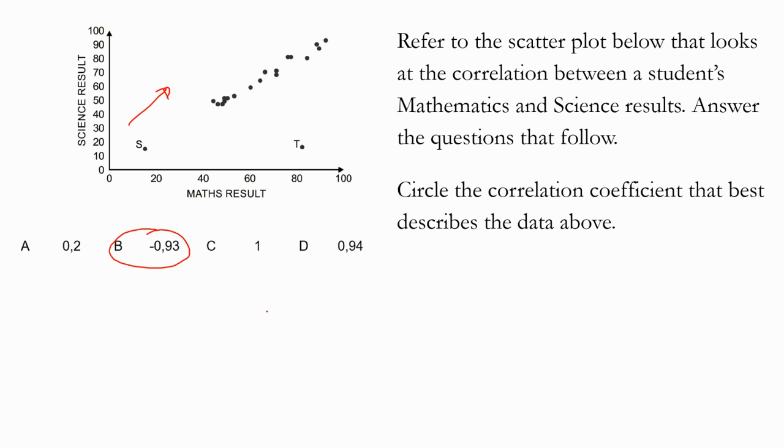Okay, it's not negative. This one also is out. This is not a perfect positive correlation, because a perfect positive correlation means it must be a straight line. 0,2, this is a weak positive correlation. So our answer is 0,94, which shows a strong positive correlation. Okay, so that's the answer there.